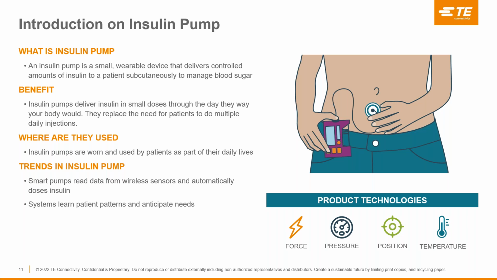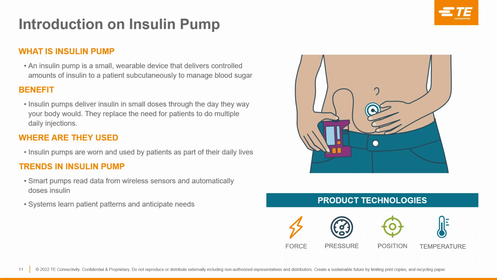When we look at these pumps, some of the trends include the ability to read glucose data from wireless sensors, and the pumps increasingly adjusting dosages throughout the day based on real-time feedback from the patient's current condition. Systems more and more are learning patients' patterns and are able to anticipate their needs.